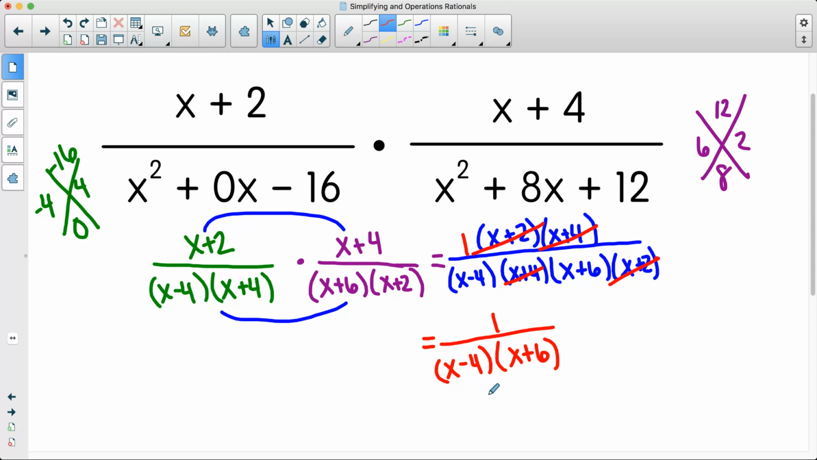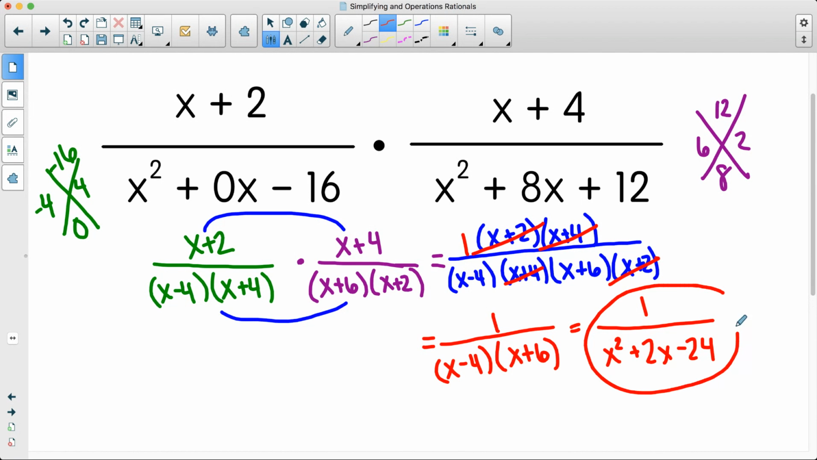And I can take this a step further, and I can take this denominator and put it back into standard form. So multiply it out using the box method. And when you do that, you get x² + 2x − 24. So this is your final simplified version. So pause the video, try the next 3 examples, and then start up the video again to check your work.